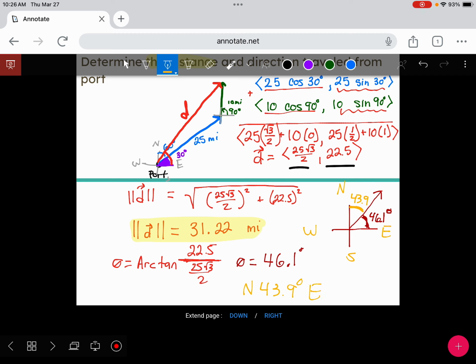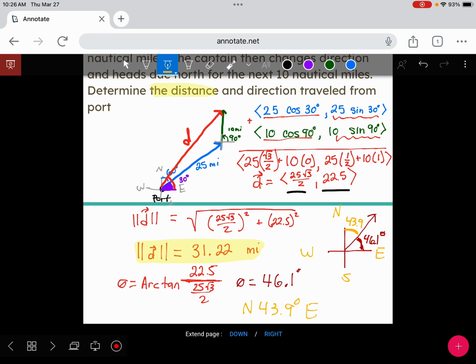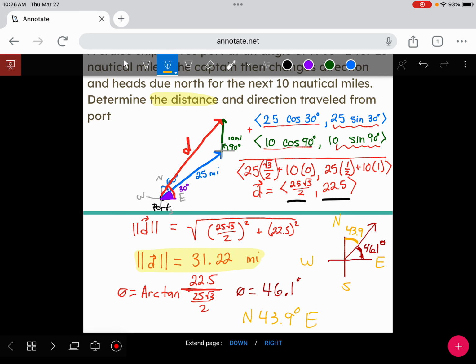Always take the bearing off the north south. Say it again. Always take the bearing off the north south. The bearing always comes off north-south, every single time. Okay. We're doing another one, for sure. Okay, questions on this one though?